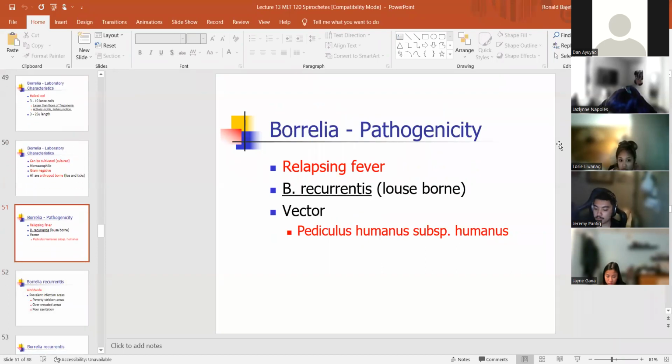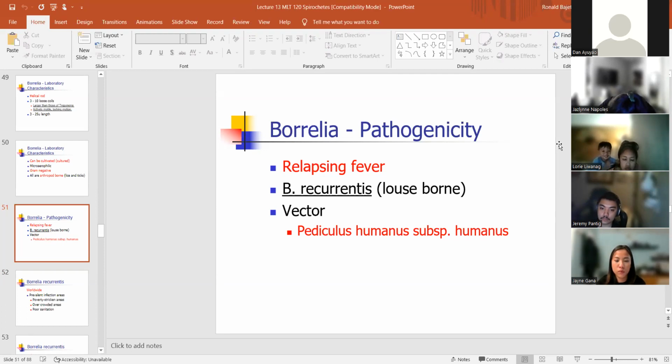Okay. Relapsing fever, recurrentis, louse-borne or lice. And the vector that you'll need to know, and I'll ask this on the quiz, so asterisk this, is Pediculus humanus. So it's recurring, relapsing, recurring, humanus, you can say it's redundant, okay? So redundant, recurring, relapsing. Put those three together and you'll do fine with relapsing fever, all right?